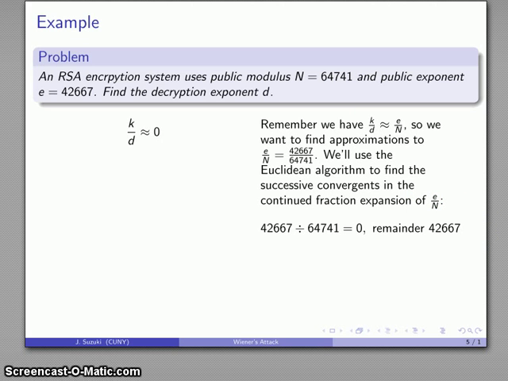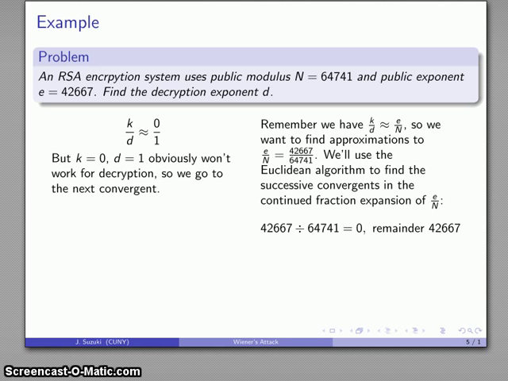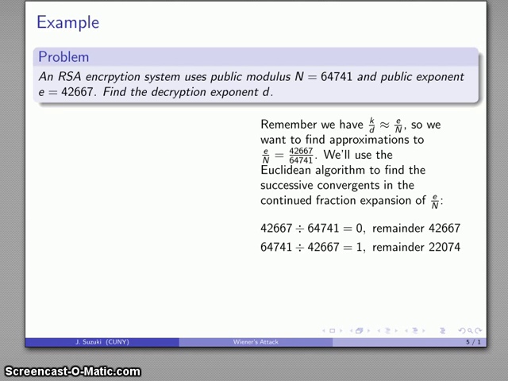So I'll go ahead and start the Euclidean algorithm. The first convergent is going to be 0, and, well, I'll express that as a fraction, 0 over 1, k equals 0, d equals 1, obviously won't work for decryption, so we'll move on to the next convergent.